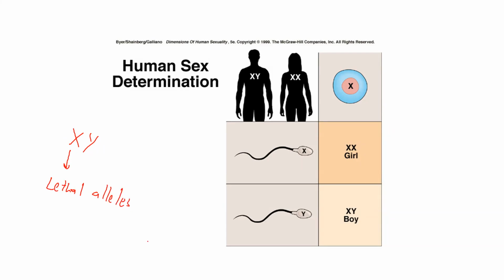All right? And these lethal alleles, well, I shouldn't say many, but there are a few. These lethal alleles are usually recessive. If you are homozygous recessive for these lethal alleles, the offspring tends to die before childbirth. Okay?